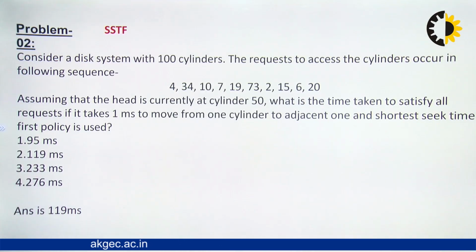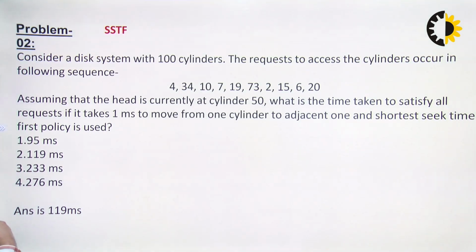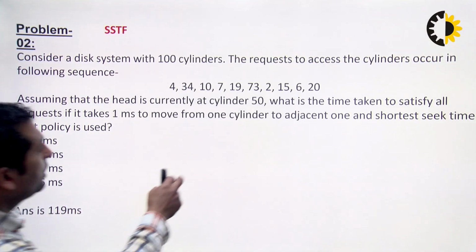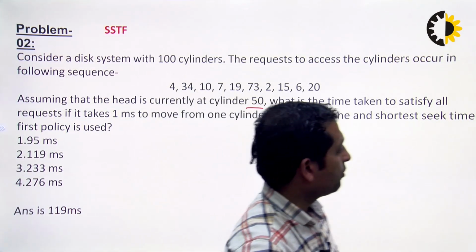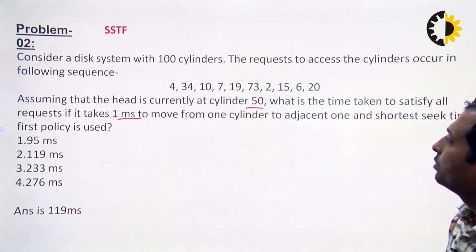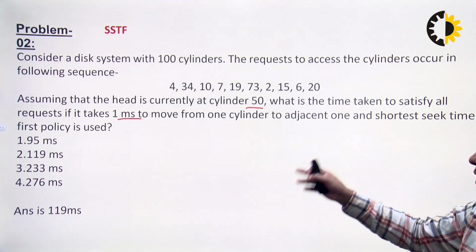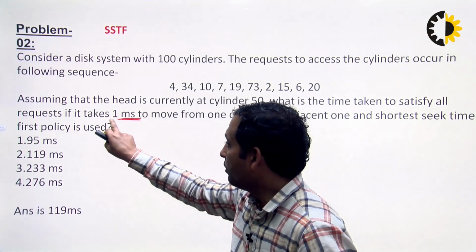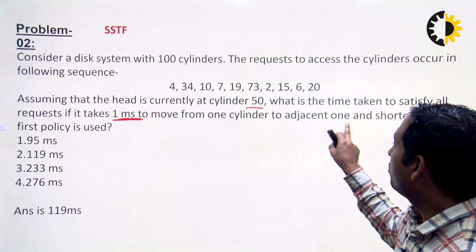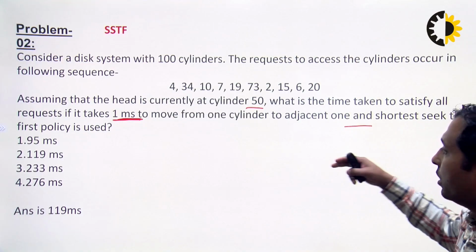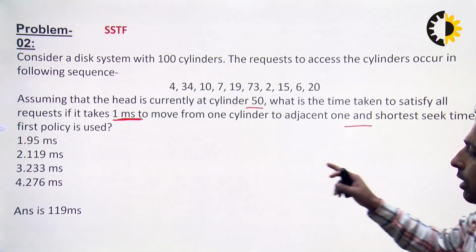But just consider a disk system with 100 cylinders, where the cylinder access requests occur in the following sequence. Assuming that the head is currently at position 50, what is the time taken to satisfy all of these? This is the problem statement, an assignment: time is given as 1 millisecond to move from one cylinder to an adjacent one. One cylinder movement time is 1 millisecond. Then calculate the total seek time using shortest seek time first.